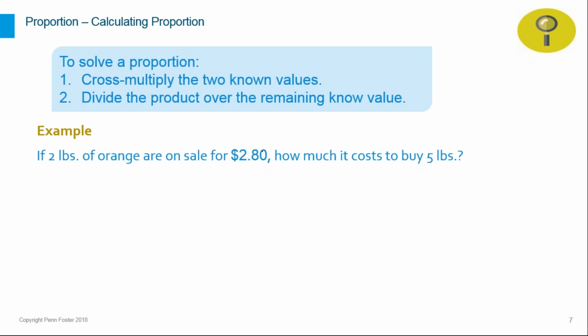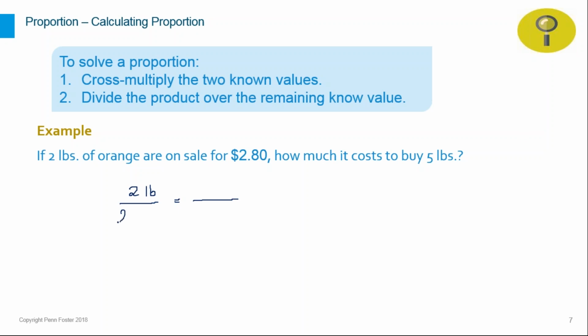A proportion, just to start with, is 2 equal fractions. So I'm going to start setting up my proportion to solve for the cost of 5 pounds of orange if I know that 2 pounds will cost $2.80. I'm going to set up my proportion as follows. A fraction equals a fraction. That is the proportion. Now I have 2 pounds of orange.